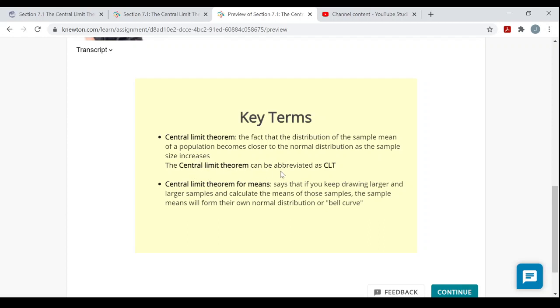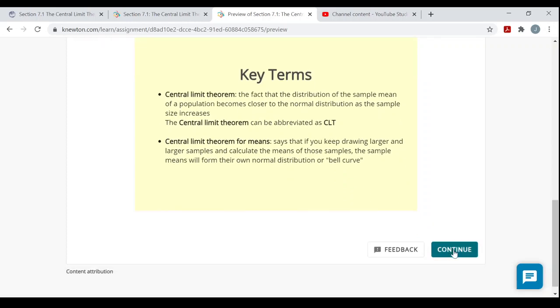You'll see the central limit theorem abbreviated CLT a lot. So you see CLT, central limit theorem. The central limit theorem for means says that if you keep drawing larger and larger samples from some population and calculate the means of those samples, the sample means will form their own normal distribution, or bell curve. I'll draw some pictures as to what that means when we get to some problems.